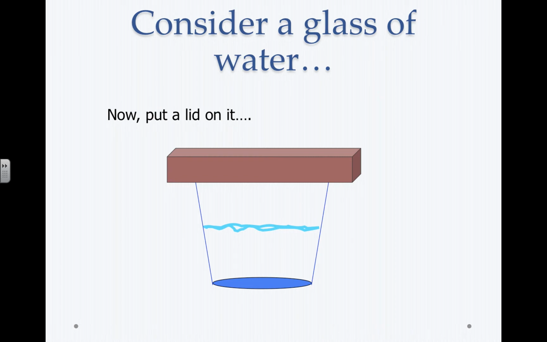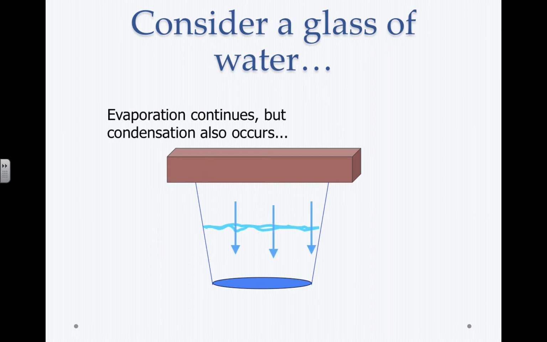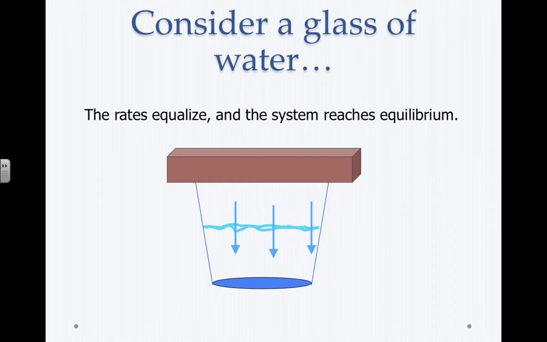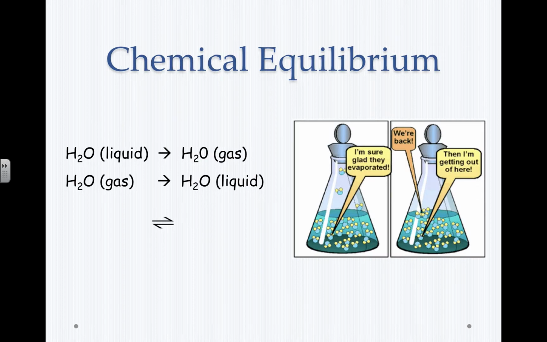Okay, and what happens if we put a lid on it? Well, that evaporation is actually still going to occur, but so will condensation. If you've ever drunk a bottle of water about halfway, put the lid back on it, you start to see those little beads of condensation. And so you've got here equal rates of evaporation and condensation. And that is equilibrium, when the rates equalize, okay, when the rates are equal.